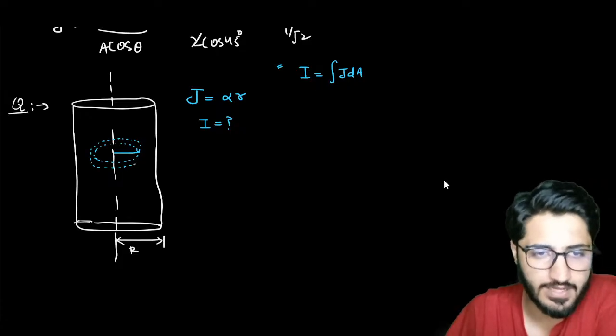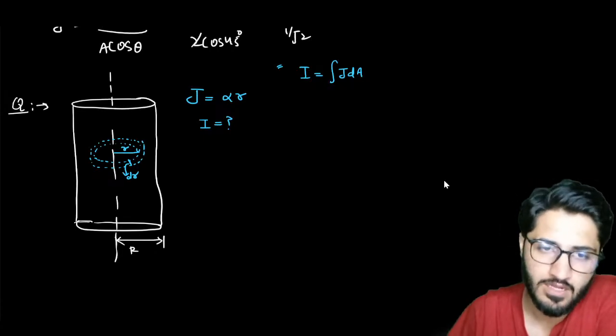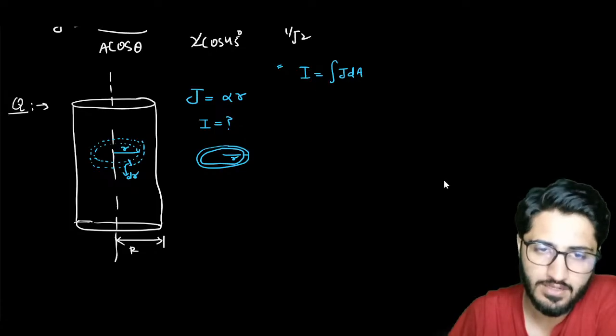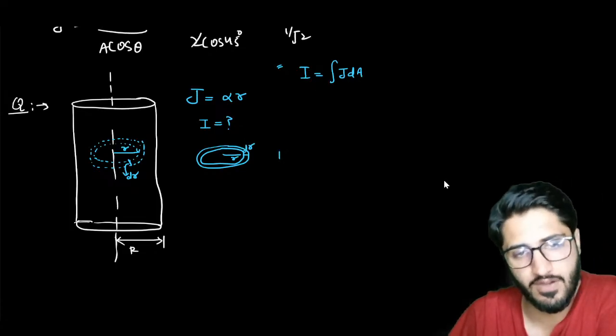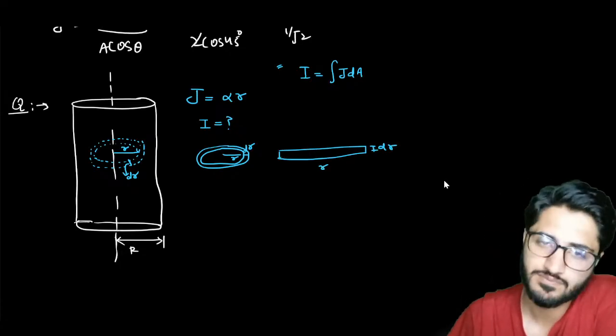Thickness is dr, radius is r. Now it will look like a circle. Now cut it, and it will look like this: dr into r. Done.